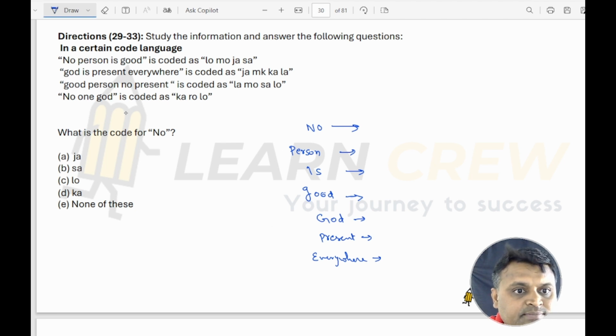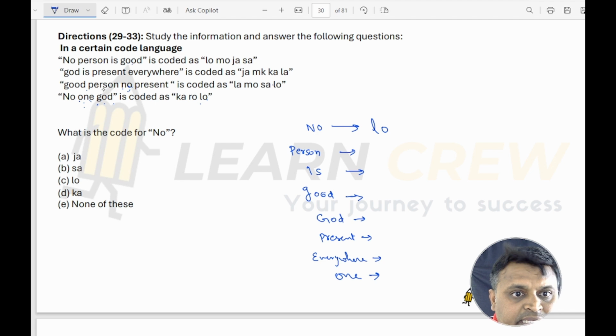Person is already written, and no is already written. God is also already written. See here: in "no person is good" and "good person", good is there in both. Looking at "no person" and "no present", the only common word is no, so I can take no as LO.